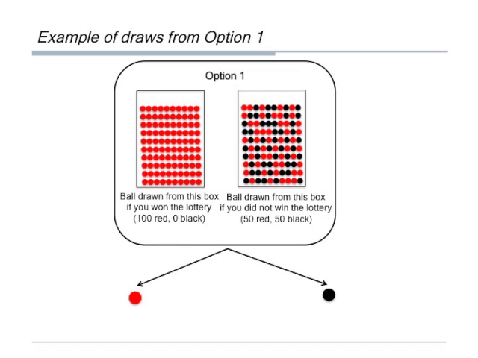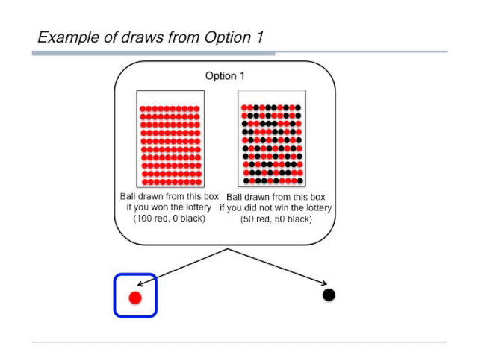Now, let's think about what it means if you see a red ball and what it means if you see a black ball. If you see a black ball from option 1, you learn right away that you lost the lottery. Why? Because black balls can only come from the right box. The computer draws from the right box only if it determines that you lost the lottery.